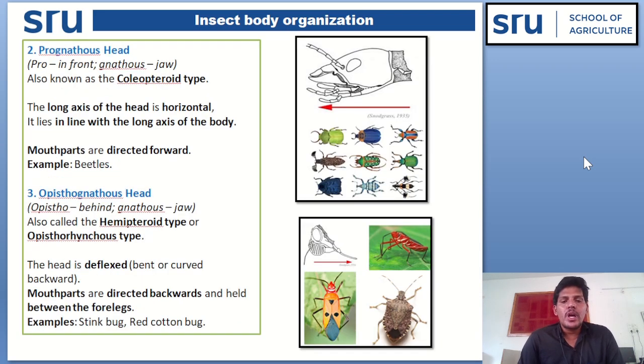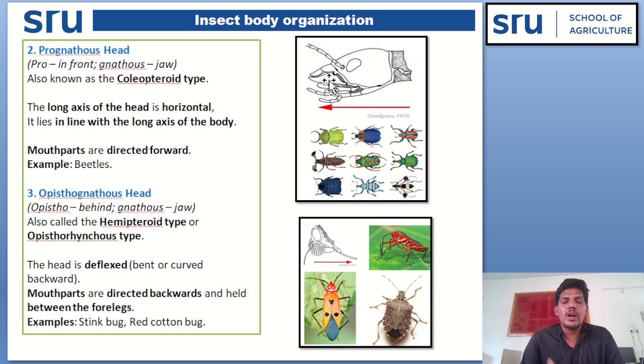Next is the prognathous head. Pro means in front, gnathous means jaws. The jaws are directed in a forward direction. Here the long axis of the head is horizontal and it lies in line with the long axis of the body, and the mouth parts are directed forwards. This type of mouth parts is found in the beetles.